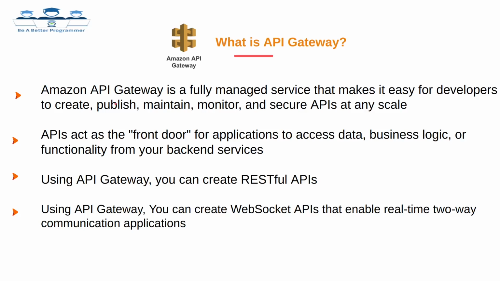And you can think of it as a front door for applications to access all of your data, business logic or functionality from your backend services. That means as a backend you should have a Lambda, and the Lambda will have the business logic, and the API will act as a front door. So you will provide the API URL to a third party, with the credentials, and then they will call that API, and the API will invoke the business logic which is written in the Lambda. So it's like a front door to your backend.